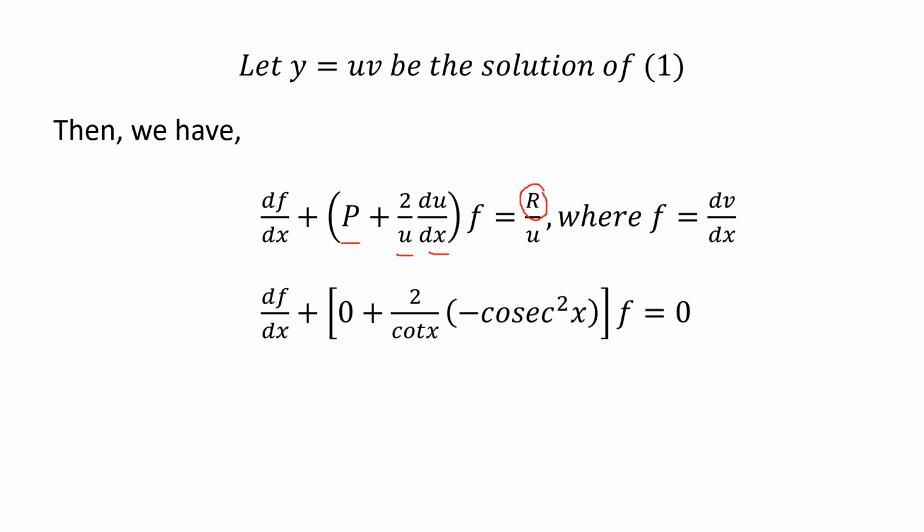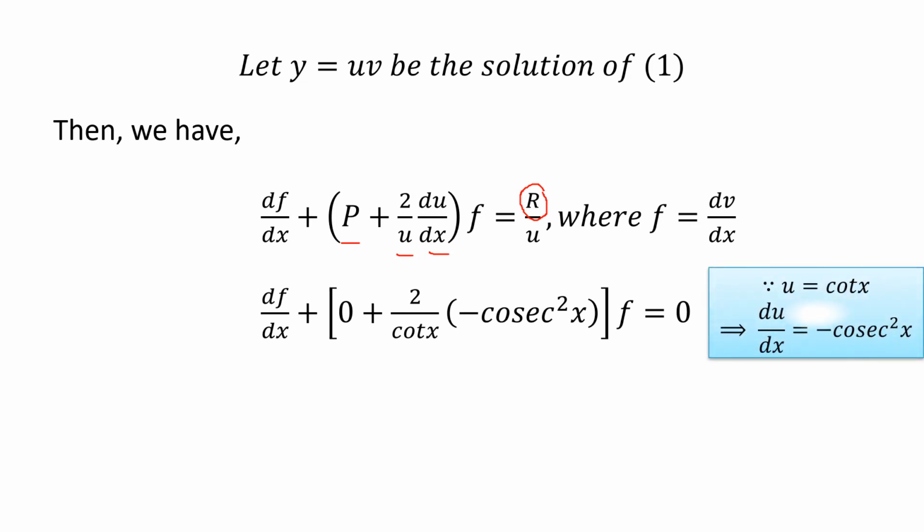Therefore we get df by dx plus (0 plus 2 by cot x into ...). Now you can observe since the value of u is cot x, du by dx is minus cosecant square x. Therefore we get minus cosecant square x here into f, and the value of r is equal to 0. Therefore the right hand side becomes 0.